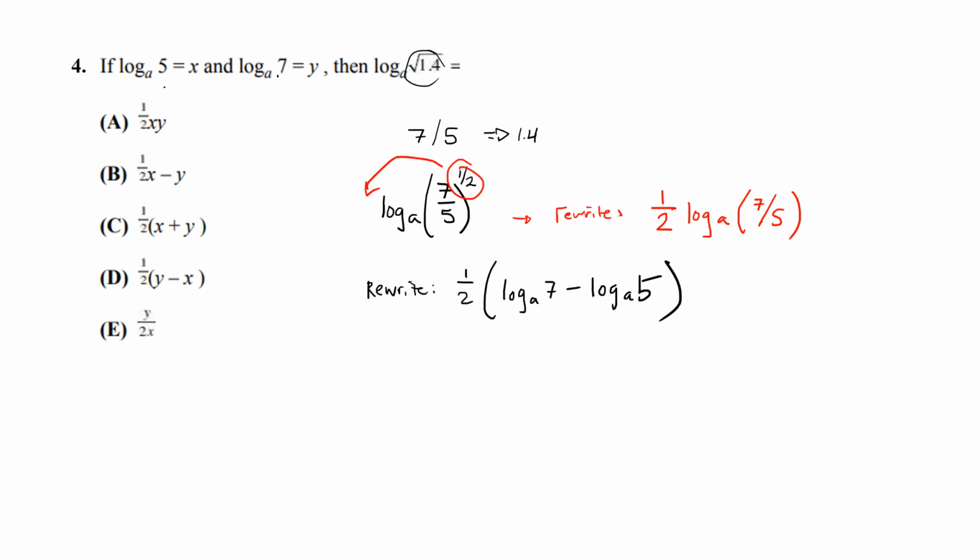So we already know that log base a of 7 is y, and that log base a of 5 is x, right? That's just based on what we were given in the problem. And so just from that, we can very quickly come to the conclusion that log base a of the square root of 1.4 will equal 1/2 times y minus x. Just plug those in, and that leads us to choice D.